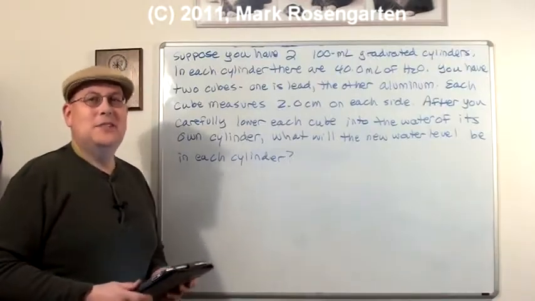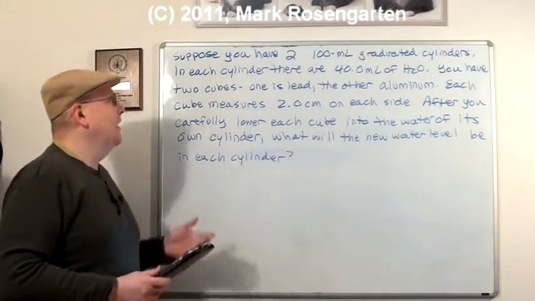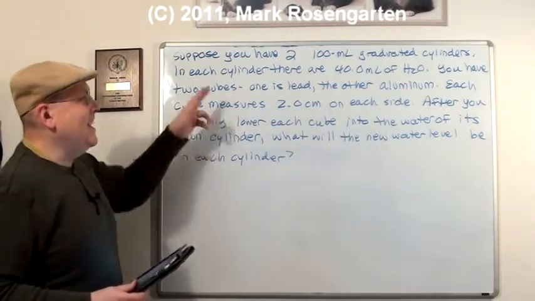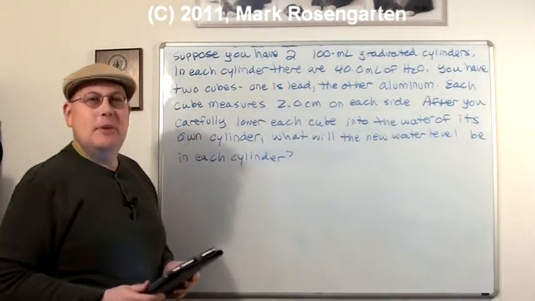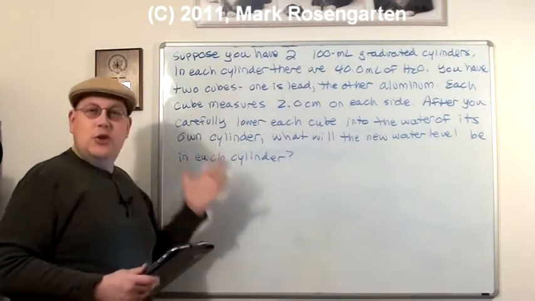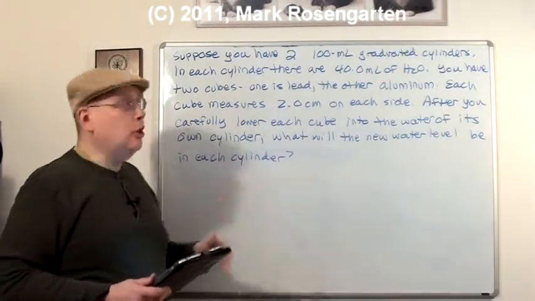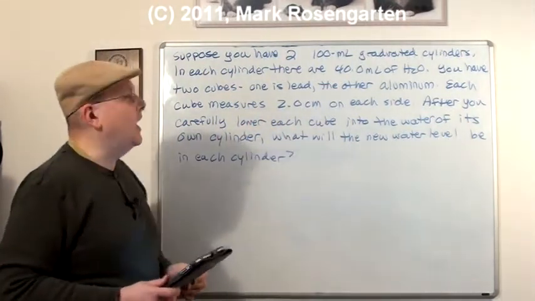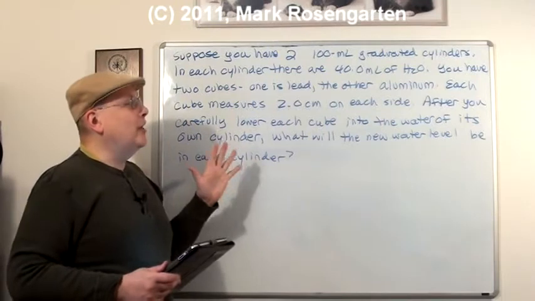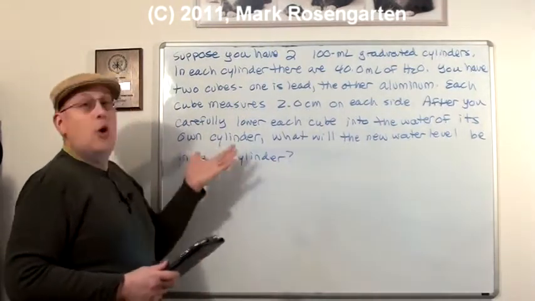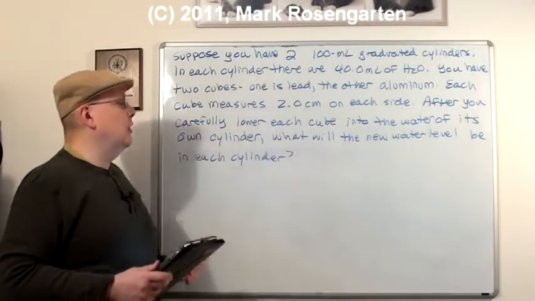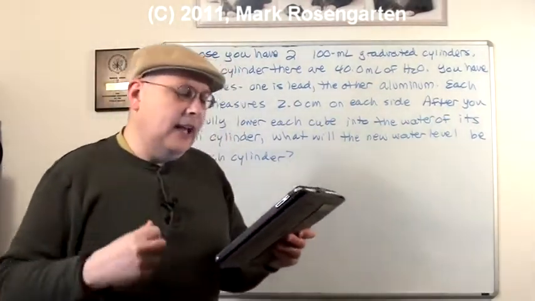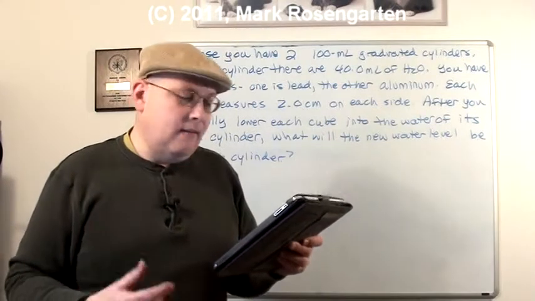Today's final question is a very interesting one. Suppose you have two 100 milliliter graduated cylinders. In each cylinder, there are 40.0 milliliters of water. You have two cubes. One is lead, the other aluminum. Each cube measures 2.0 centimeters on each side. After you carefully lower each cube into the water of its own cylinder, what will the new water level be in each cylinder? And he continues to go on saying, I feel like the instructor is leaving out the formula to solve these equations.